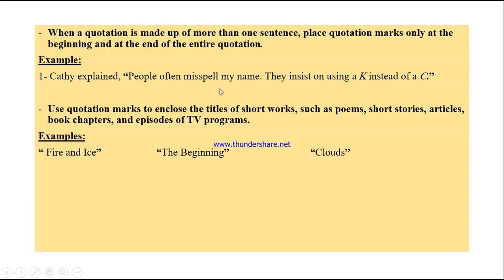Use quotation marks to include the title of short works such as poems, short stories, articles, book chapters, and episodes of TV programs. Here we have what, guys? We have titles of short works. Poem, "Fire and Ice." This is a poem. Put it between quotation marks. The next one is the title of a short story. Put it between quotation marks. "Clouds" may be the name of an article. Put it between quotation marks.